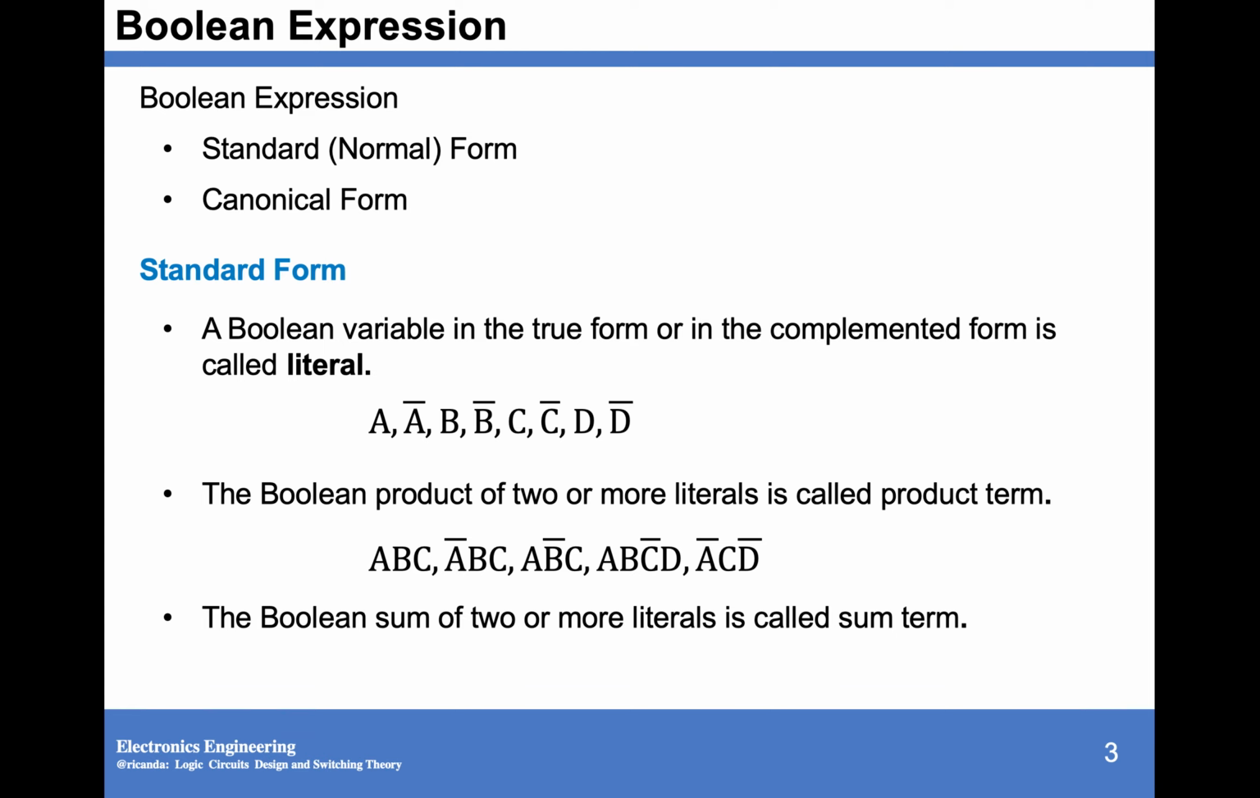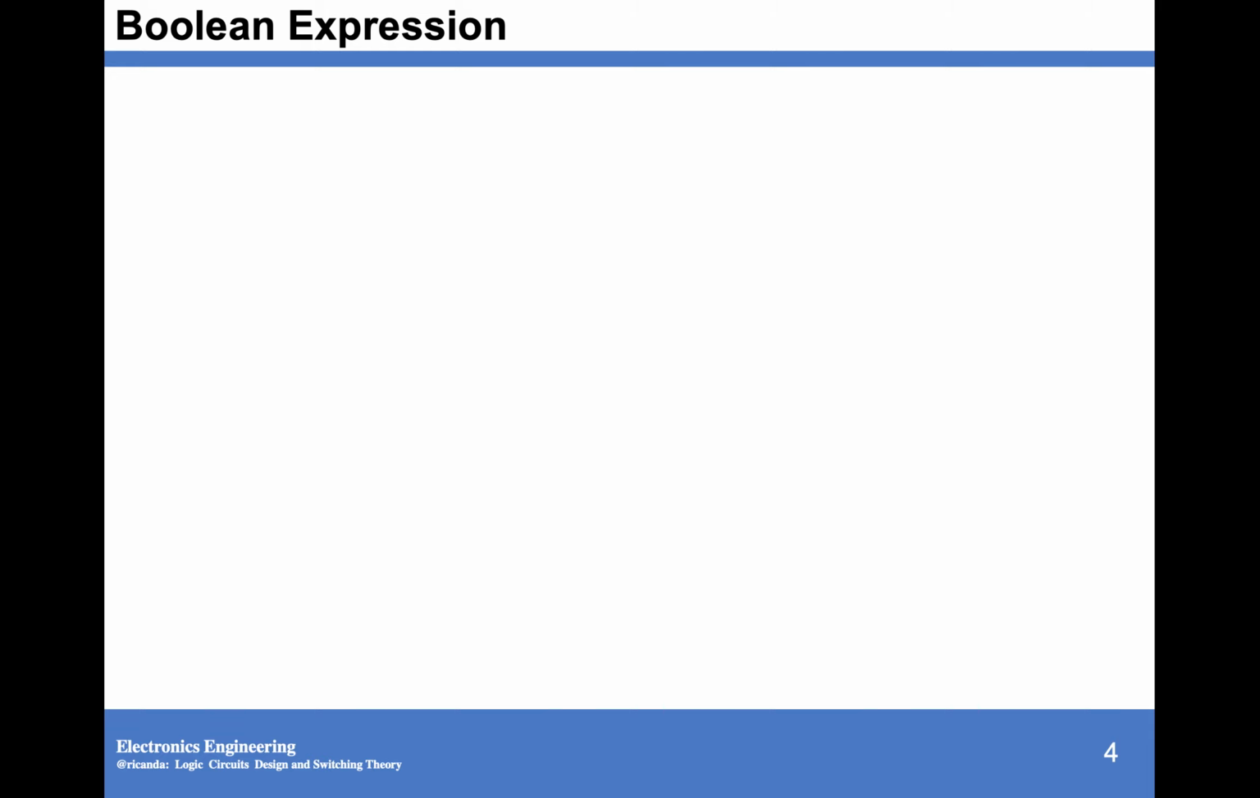A Boolean sum of two or more literals is called a sum term. If you have two variables connected by an OR, then they are called a sum term. So we have this example: A or B or C. They are connected with an OR. We have A bar or B or C, and so on.